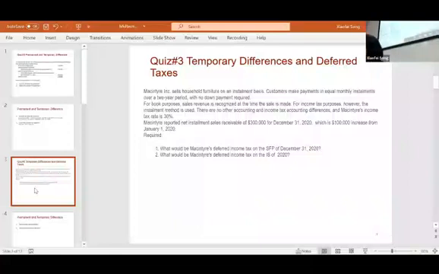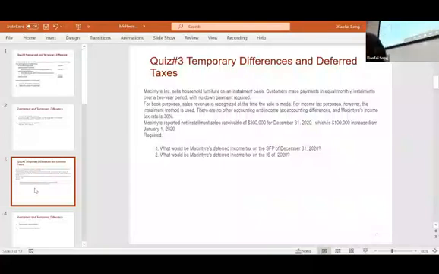So McIntyre sells household furniture on an installment basis. Customers make payment in equal monthly installments over a 2-year period with no down payment required. For book purpose, sales revenue is recognized at the time the sale is made. For income tax purpose, however, the installment method is used. There are no other accounting and income tax differences. McIntyre's income tax rate is 30% for all years.